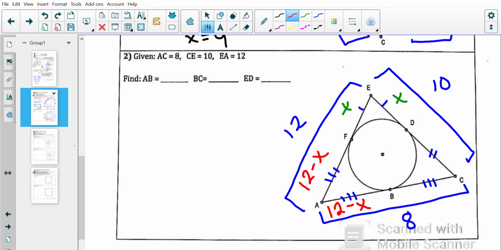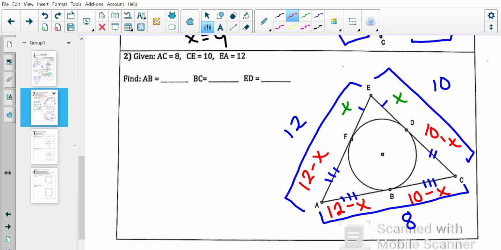Now we've come halfway. Now what do we want to do? We want to jump all the way to the other side, go back to EC. Now E to D is x, so D to C will be 10 minus x, which means B to C will also be 10 minus x.